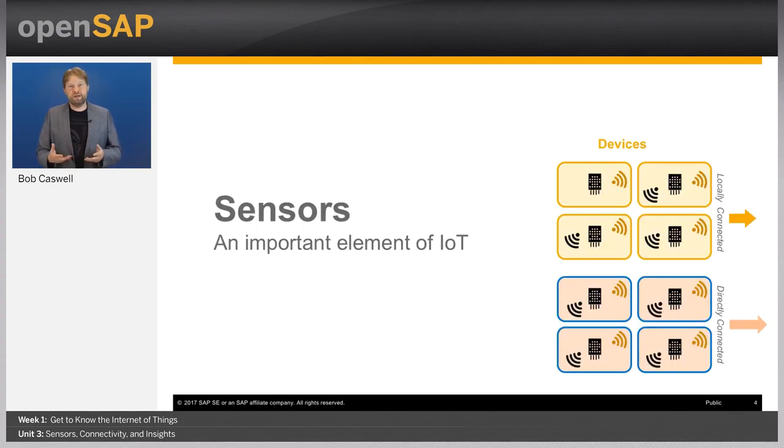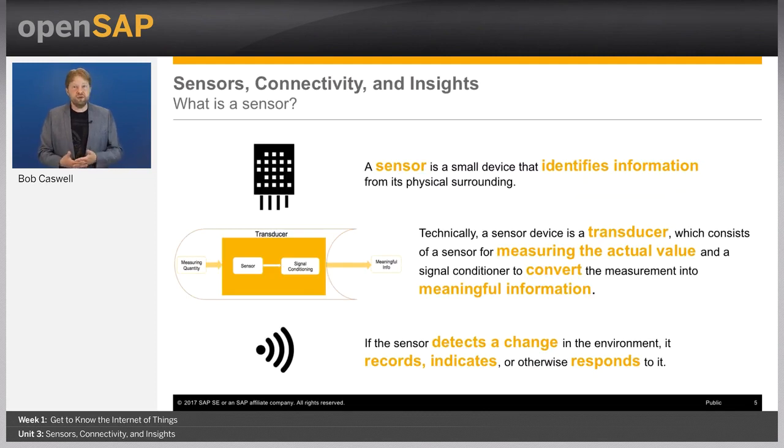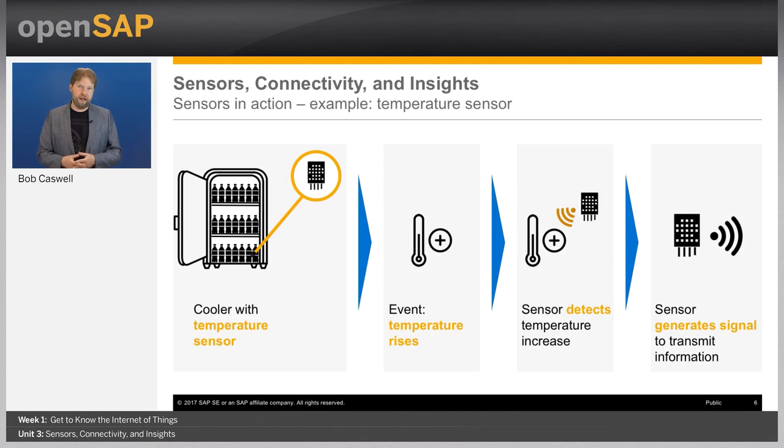Let's start with sensors, because sensors are a fundamental element of the Internet of Things. What exactly is a sensor? A sensor is a small device and it identifies information from its physical surrounding. Technically, a sensor device is a transducer with two layers: a sensor layer to measure the actual value, like voltage changes, and then a signal condition to convert the measurement into meaningful information, like temperature changes. If the sensor detects a change in the environment, then it generates a corresponding action through either recording, indicating, or responding to that change.